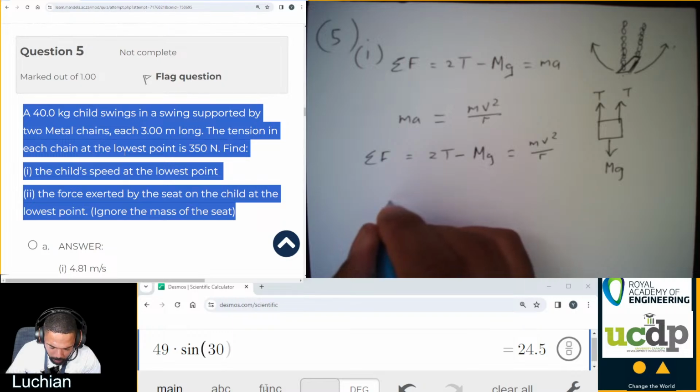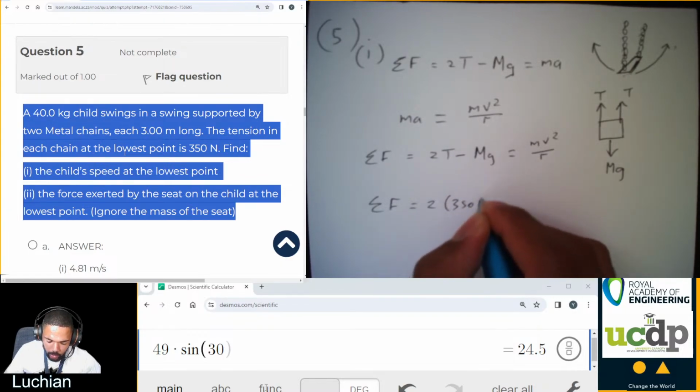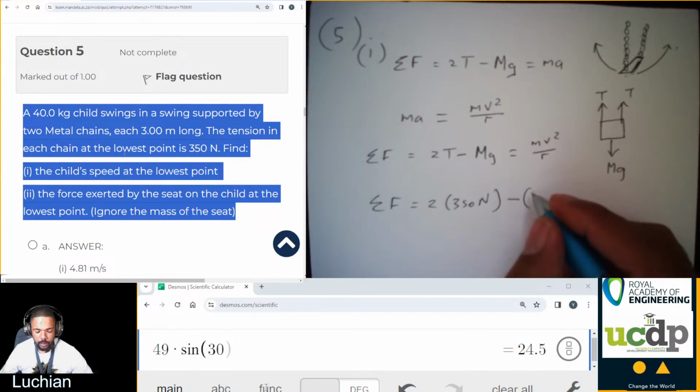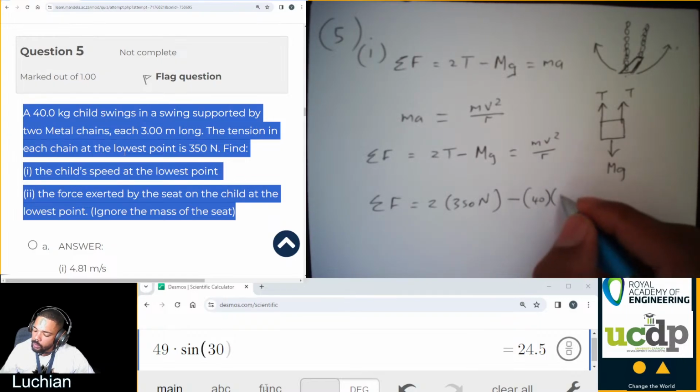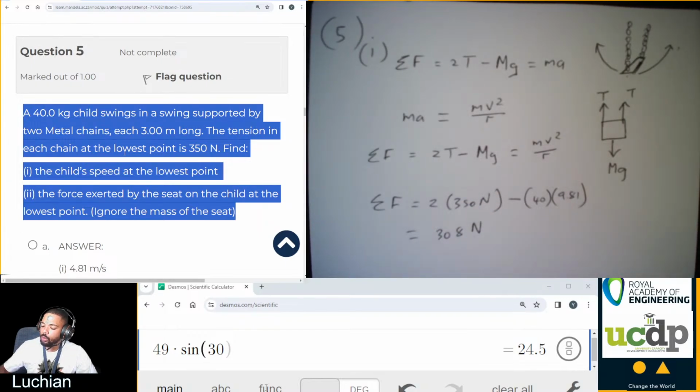So let's work it out. The sum of the forces is equal to 2 times the tension, which is 350 newtons, minus the mass times its acceleration. The mass of the child is 40 kilograms. So 40 times 9.81, and that gives you an answer of 308 newtons. So the net force at that exact point is 308 newtons upwards.